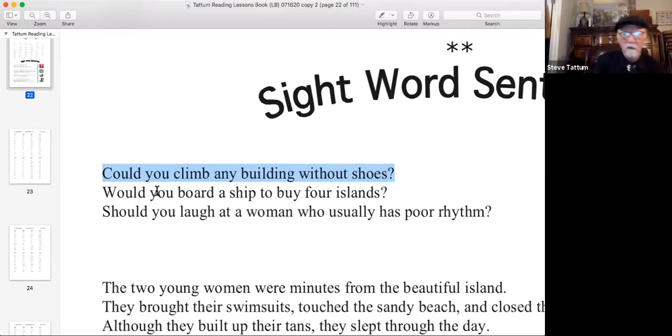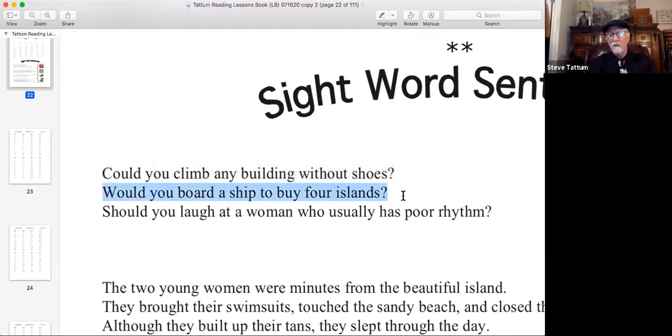OULD. This is not your best bet for "ooh." Board, you don't hear the A. Buy, you don't hear the U. For islands, the S is silent. That's why it's hard. Good. All right, you ready? This is the one where you're going to copy. They'll copy it, saying the words, and then practice it till they have it from memory.